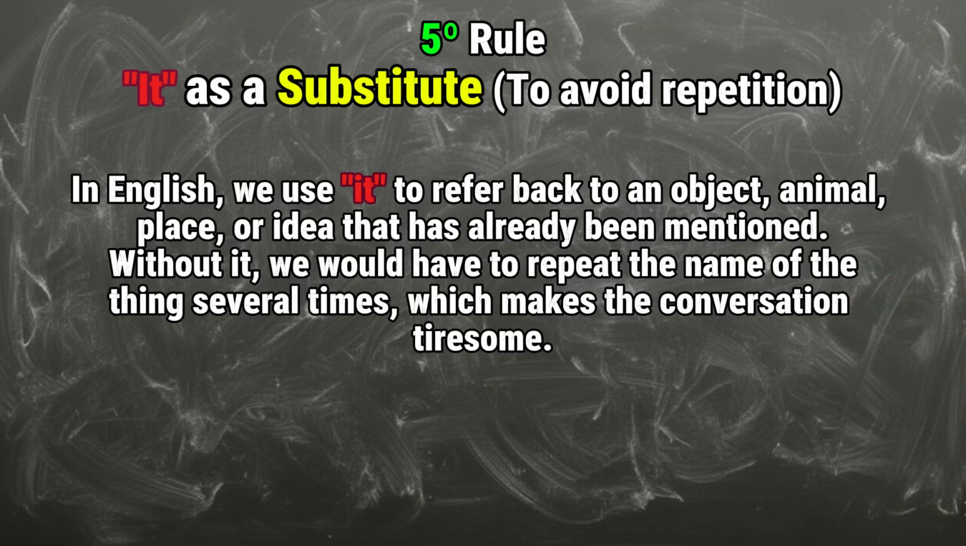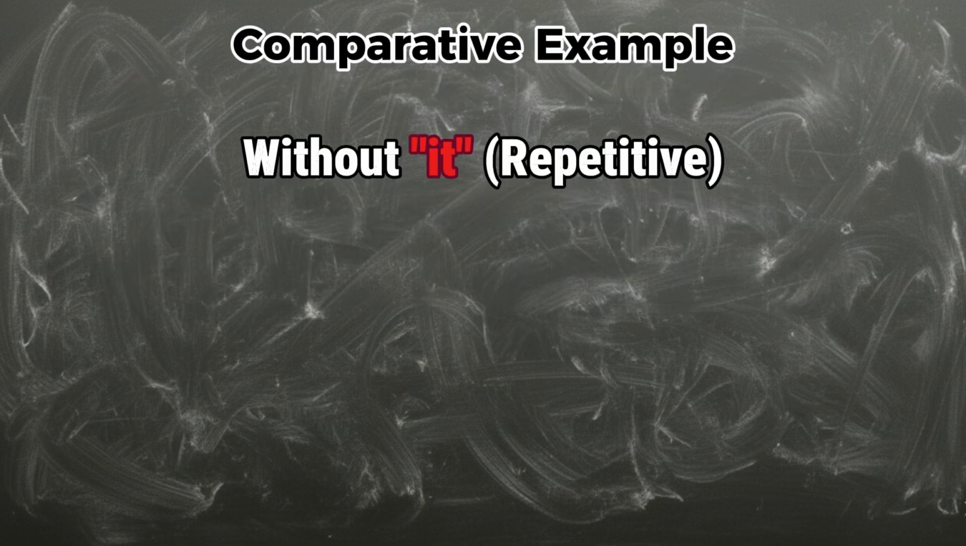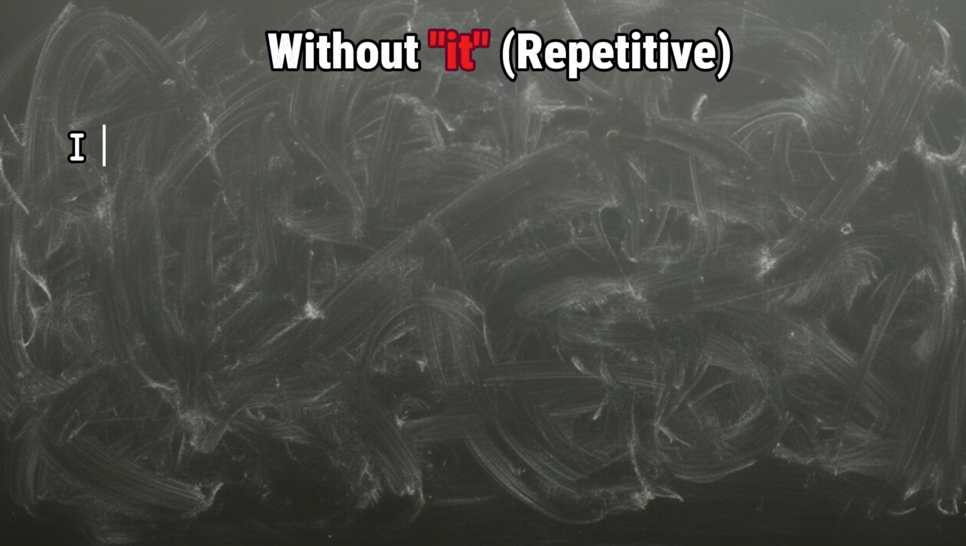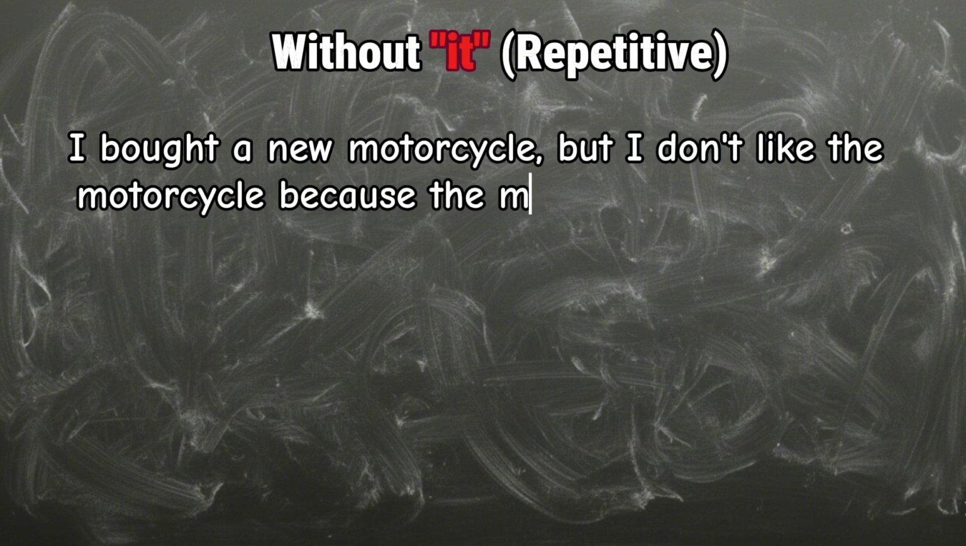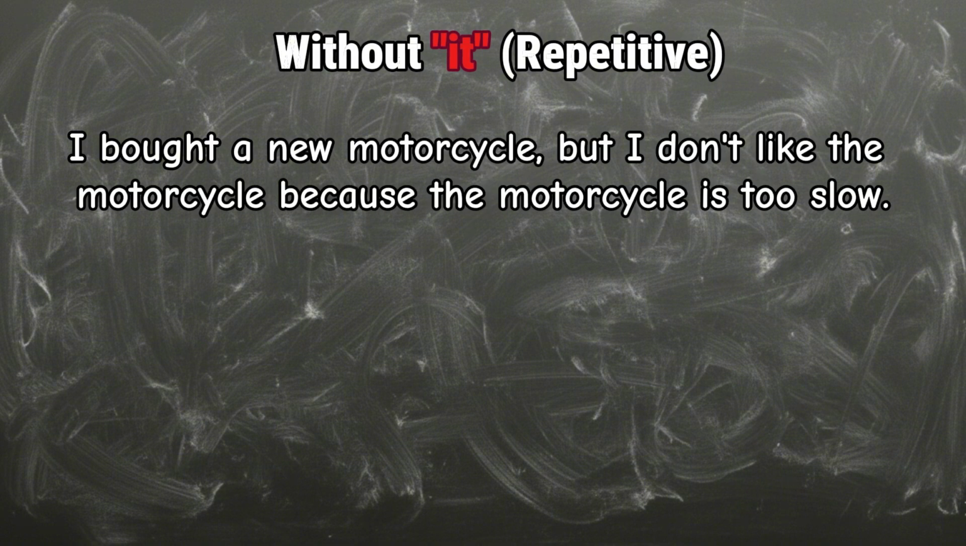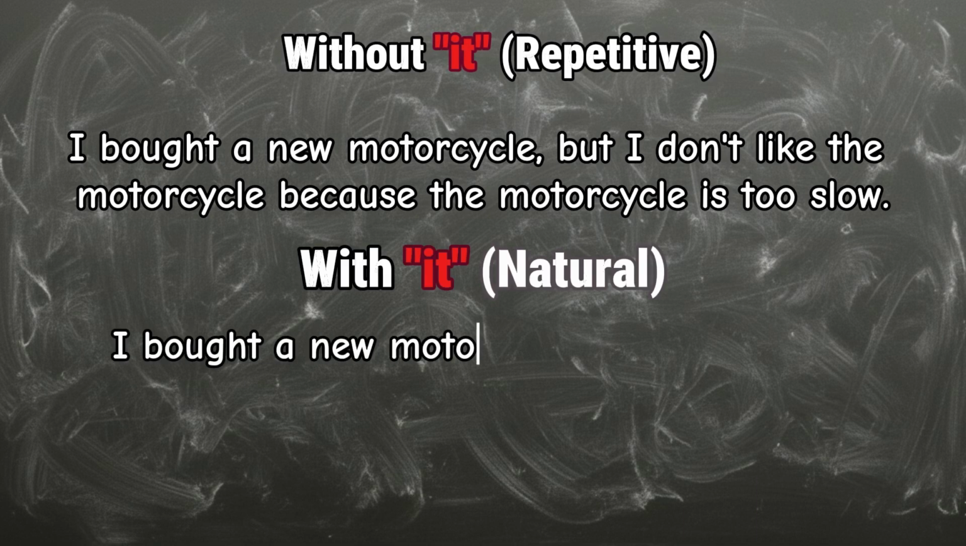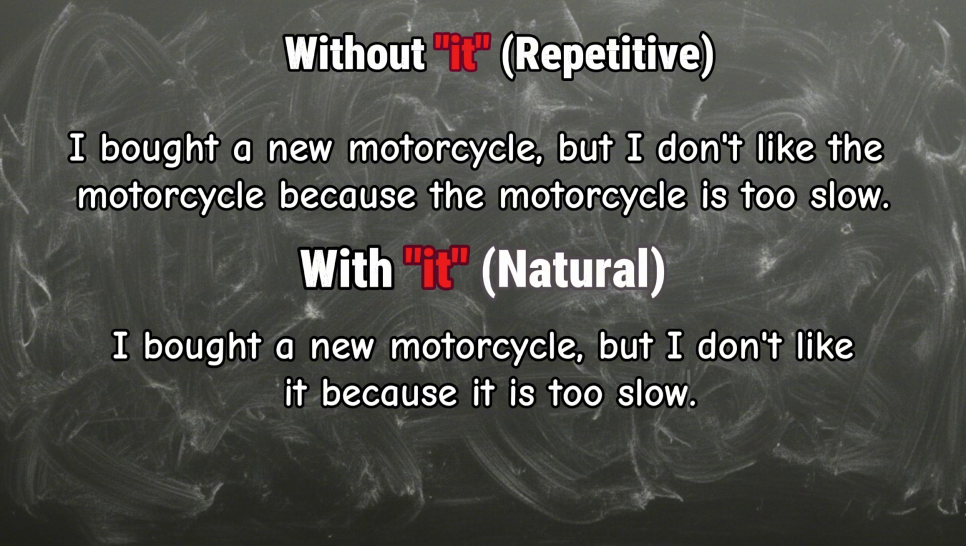It as a substitute, to avoid repetition. In English, we use it to refer back to an object, animal, place, or idea that has already been mentioned. Without it, we would have to repeat the name of the thing several times, which makes the conversation tiresome. Comparative example. Without it, repetitive: I bought a new motorcycle, but I don't like the motorcycle because the motorcycle is too slow. With it, natural: I bought a new motorcycle, but I don't like it because it is too slow.